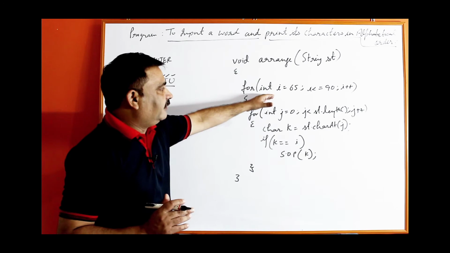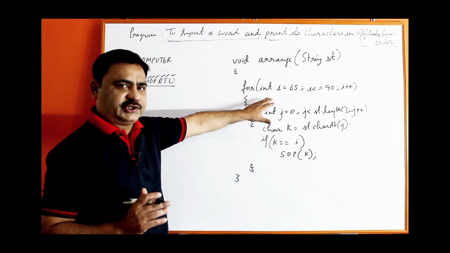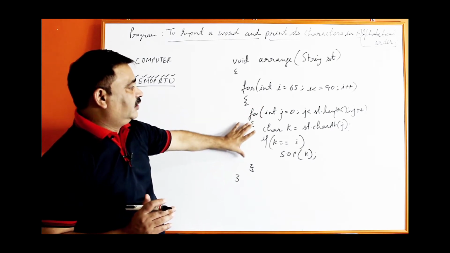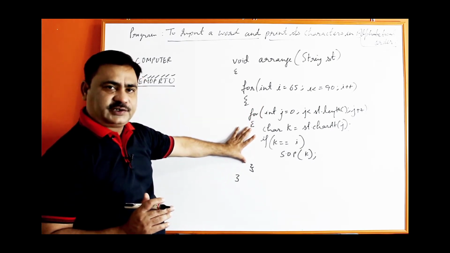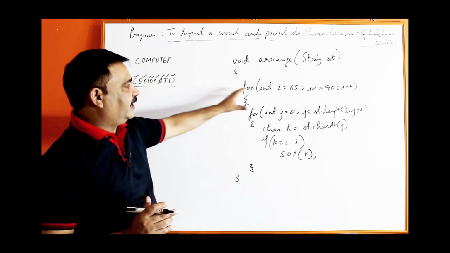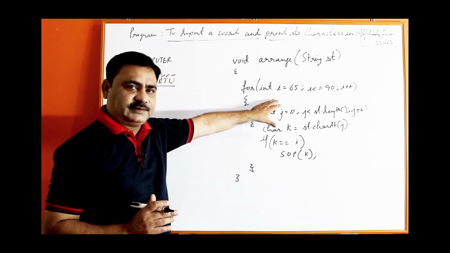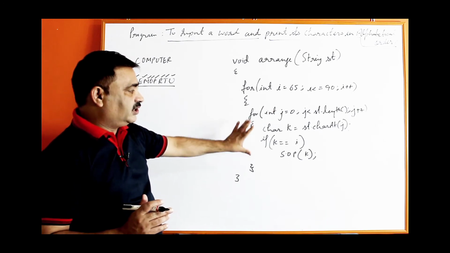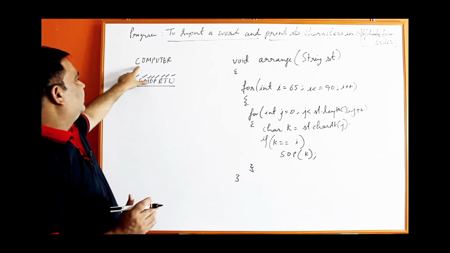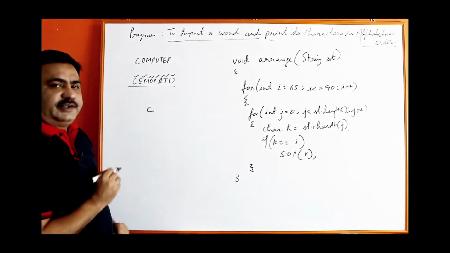Next time, it will become B, 66, the character of ASCII code 66. Next time we will compare B using this loop. No B is there, so nothing will be printed. Next time i will become 67. 67 means C. We are comparing C. We are finding the number of C's in here. Only one C is there, so one C will be printed.